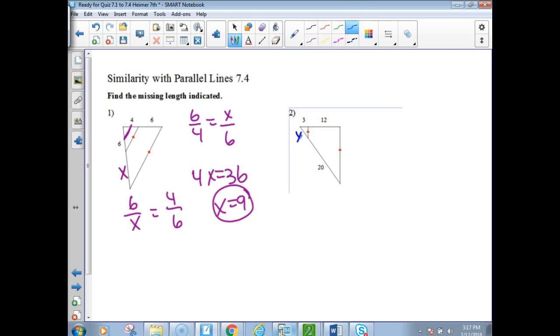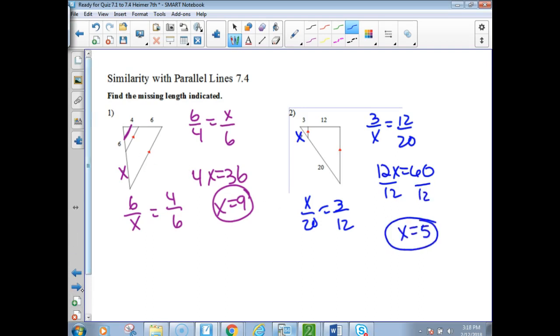Okay, if I put an x on number 2, some students see it like this. You can even do it like, okay, I see this is a fraction: 3 over x, 12 over 20. That works. Or you could say x is to 20 as 3 is to 12. Regardless, you have x across from 12. You get 12 times x equals 60, and you divide by 12, and you get x is 5.